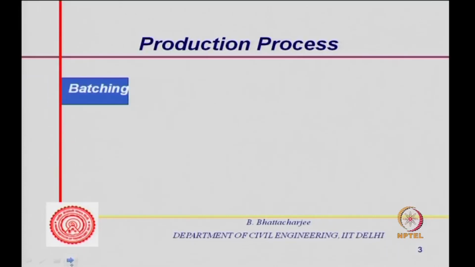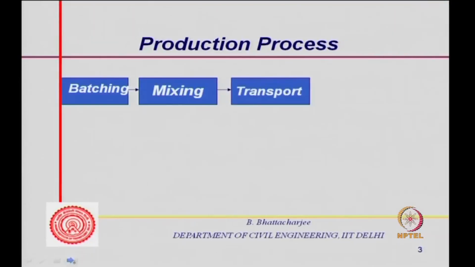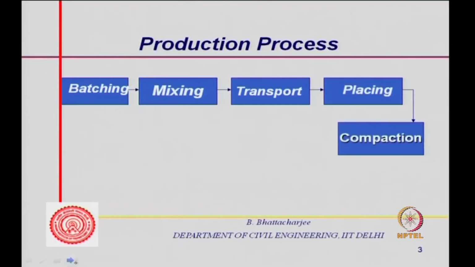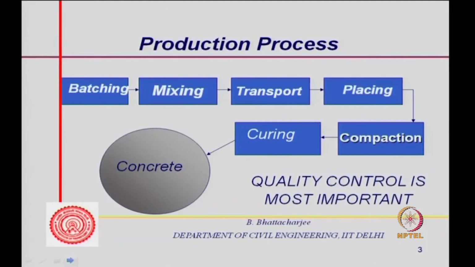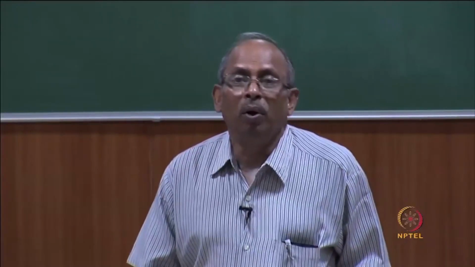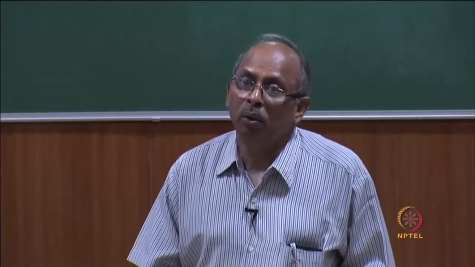First you have batching, followed by mixing, followed by transport, then place it, compact it, and of course you will have to cure it. That gives you the concrete. So, this is the concrete production process, and in this process of course, quality control is most important. Finally, the product should be as we desire, as we would like to produce, to our requirement. So, therefore, this is what this diagram shows, the concrete construction or production process.